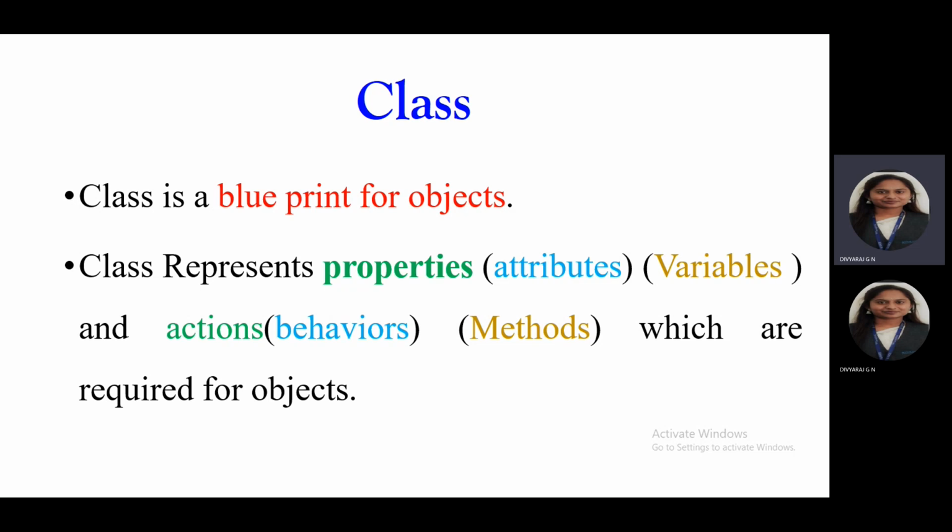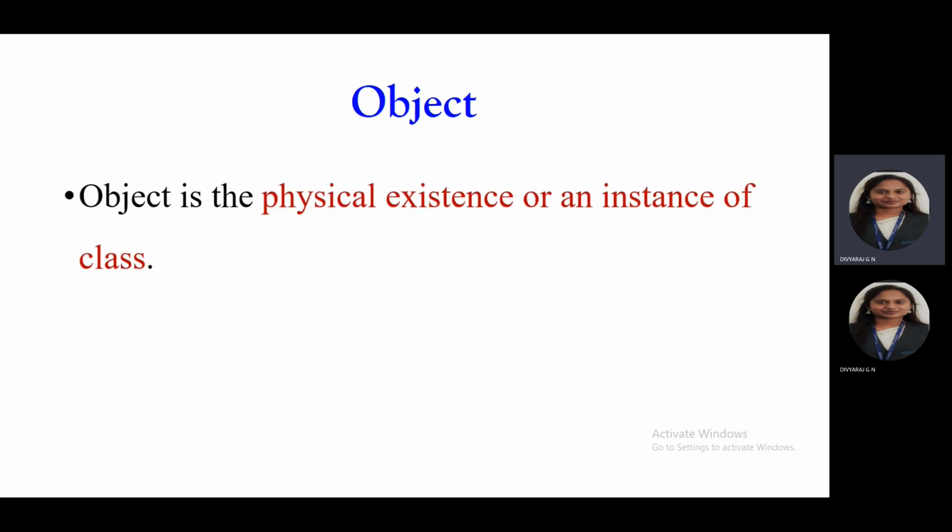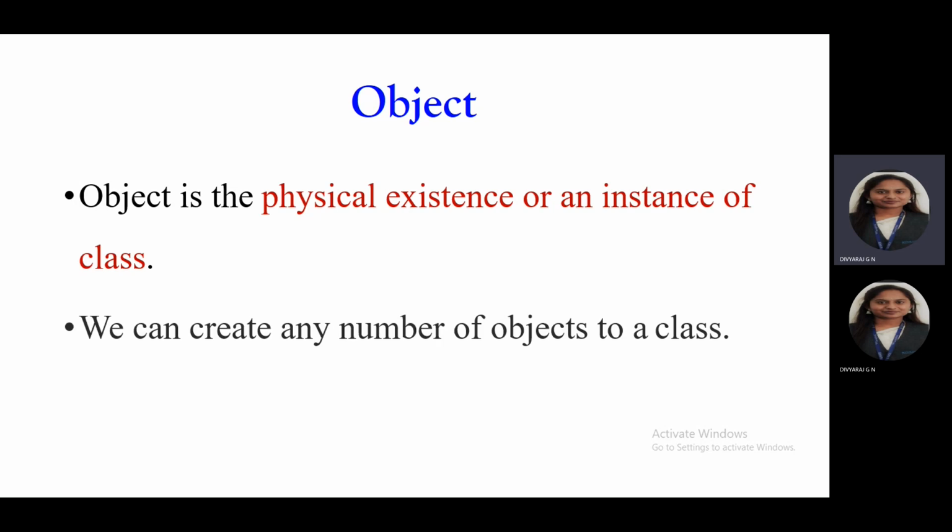Okay, so how to write a method and how to declare a variable, we'll see everything in future videos. See, all these are required for objects. So now what is object? Object is a physical existence or an instance of a class. So we can create n number of objects for a class. Note down this point. We'll have one class, and for one class, we can have n number of objects within a program.